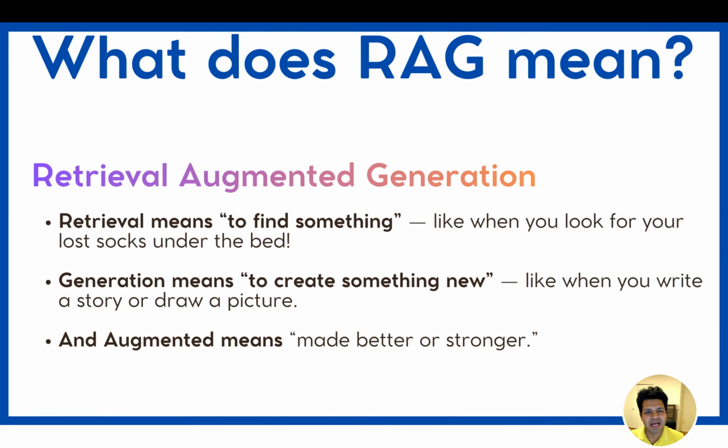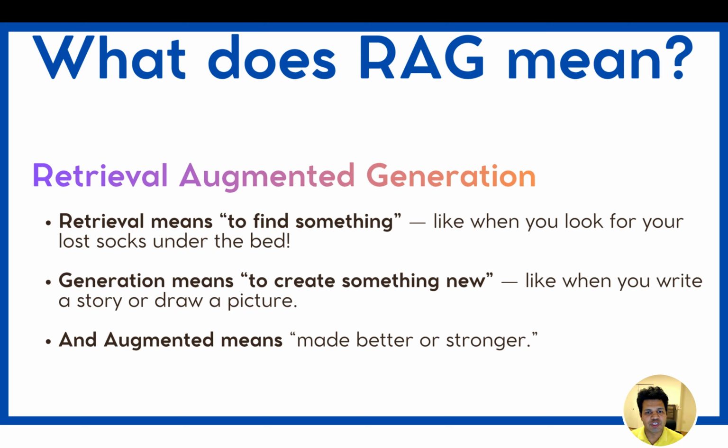Now you will wonder, what is RAG? Well, RAG stands for Retrieval-Augmented Generation. Let's break this big phrase into small, friendly parts. Retrieval means to find something, like when you look for your lost socks under the bed. Generation means to create something new, like when you write a story or draw a picture. And augmented means made better or stronger. So RAG means creating answers that are made better because the AI first looked up the right information.